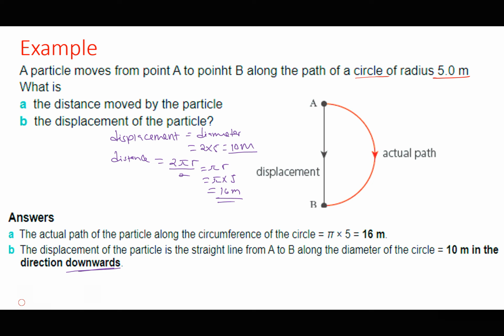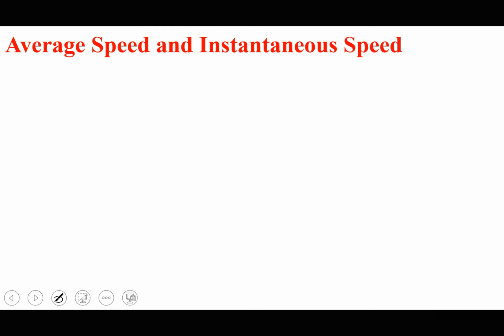Okay, let's now talk about average speed and instantaneous speed. Remember, we are describing motion just using words. So let's talk about average speed and instantaneous speed. In GCSE, you were able to distinguish between these two concepts, average speed and instantaneous speed. And the word average and the word instant can still hold their English meaning.